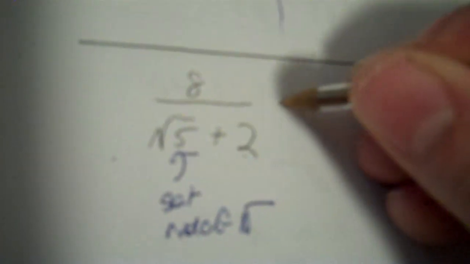Okay, the next one's another rationalize the denominator. You have this irrational square root in the denominator. You need to get rid of the square root. But since the square root has a whole number being added to it, you use the conjugate rule.